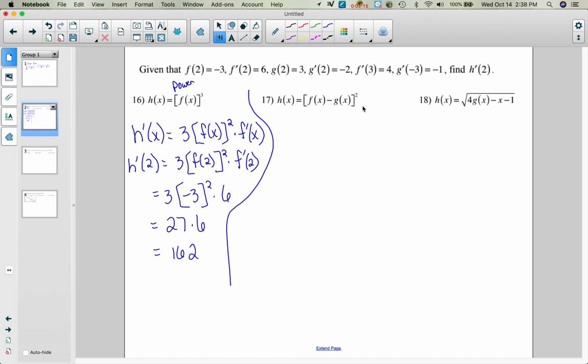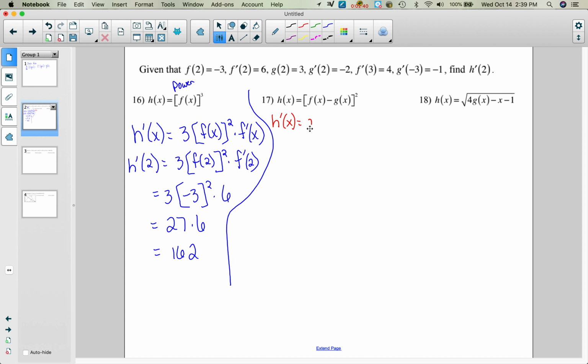Next one. Now keep in mind, I cannot just say f of x squared minus g of x squared, because if I did, I'd be killing a puppy. So I'm going to use the chain rule. So to get h prime, of course I'm using the chain rule. This is a packet on the chain rule. So I have to use the power rule first. That's the outside function. The inside function is this difference.